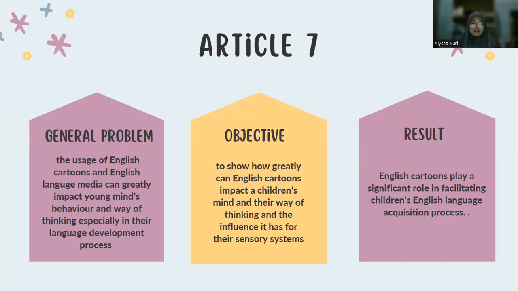The objective of Article 7 is to show how greatly English cartoons can impact a child's mind and their way of thinking, and the influence it has on their sensory system and their overall behavior in their daily life and how they interact with others. The result of Article 7 is that English cartoons play a significant role in facilitating children's English language acquisition process. Not only cartoons, but other English media can greatly affect their thought process and language thinking as well.